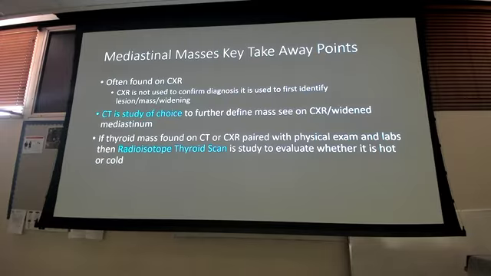Biggest thing, right? This is the slide you have to take away from it. All mediastinal masses are often found on chest x-ray, often as incidental findings. You find the lining in that mediastinum, and then what are you going to do? You're going to order a CT.